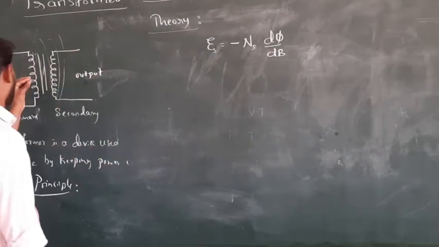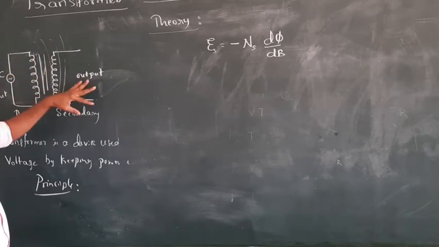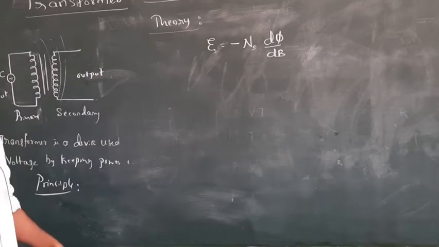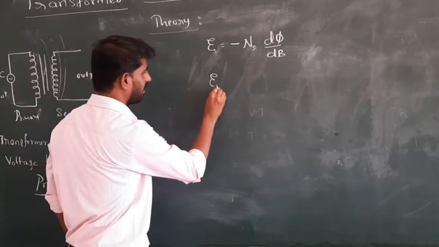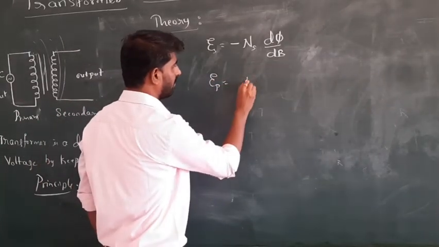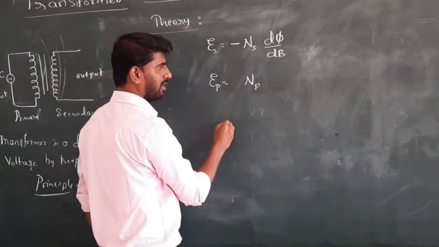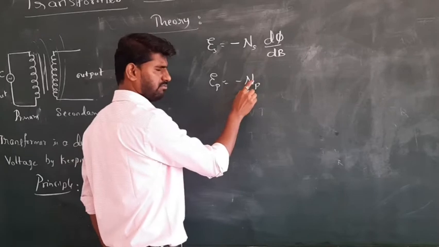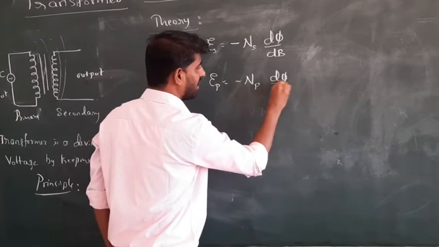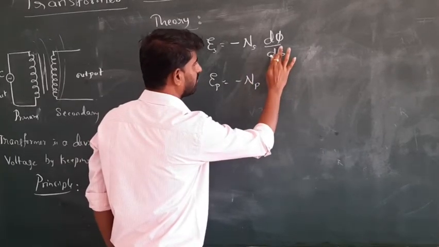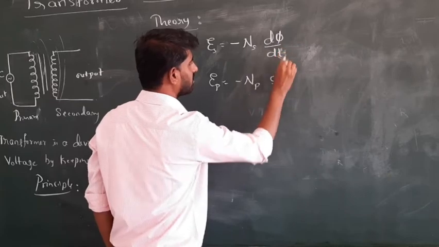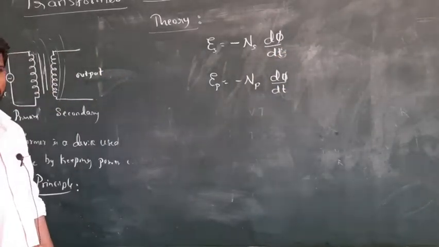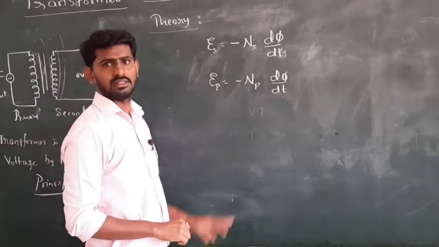Already I explained to you how it induces on the secondary coil, and at the same time there will be the back EMF in the primary coil. That back EMF in the primary coil is equal to the number of turns in the primary coil, and it is in the opposite direction. Number of turns in the primary coil and the change of magnetic flux, dΦ by dt. Okay, so this is the theory.